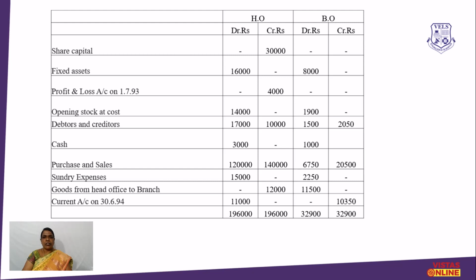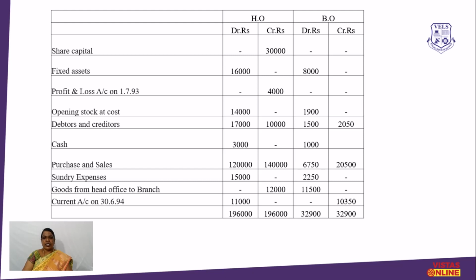Debtors and creditors in the head office 17,000 debtors and 10,000 creditors. In the branch office 1,500 debtors and 2,050 creditors. Then the cash 3,000 in the head office books, in the branch office books 1,000. Then purchases 1,20,000 and sales 1,40,000 in the head office books. In the branch office 6,750 and 20,500.